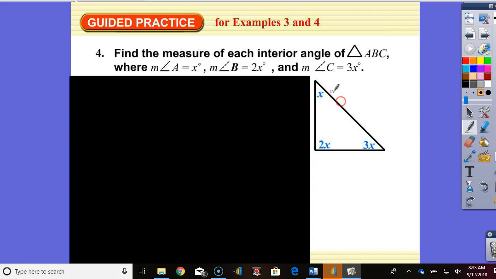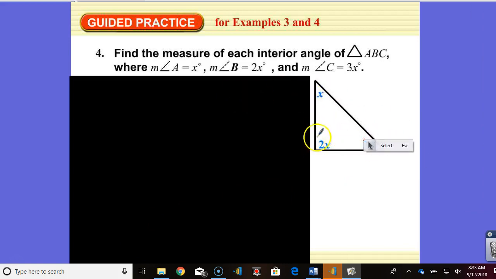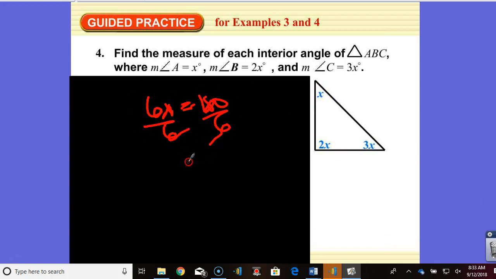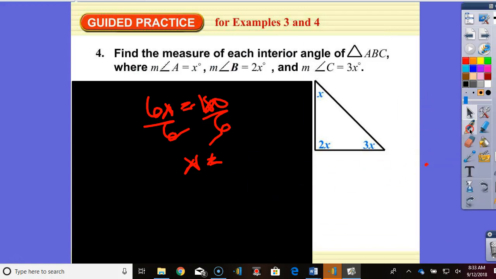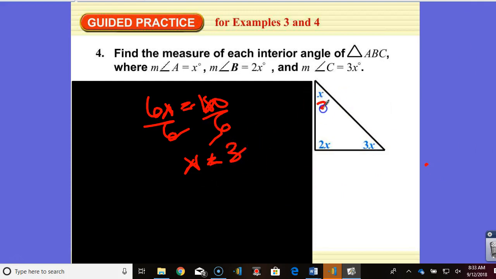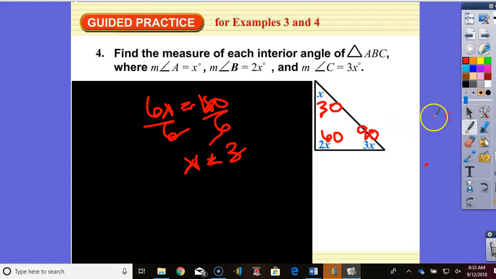What you should have done is x plus 2x plus 3x, or 6x, equals 180. Divide by 6. X equals 30. So we've got 30. 30 times 2 is 60, and 30 times 3 is 90. This is a 30, 60, 90, clearly not drawn to scale.